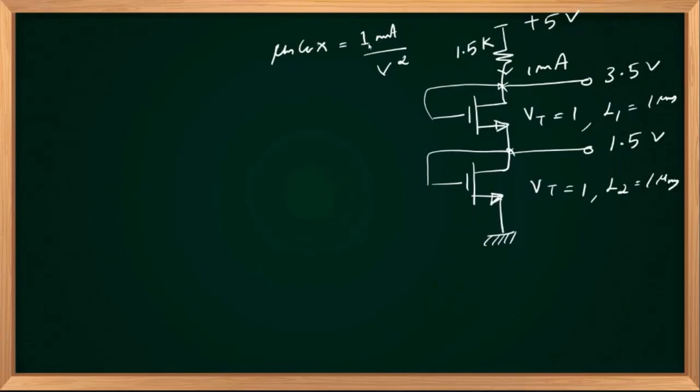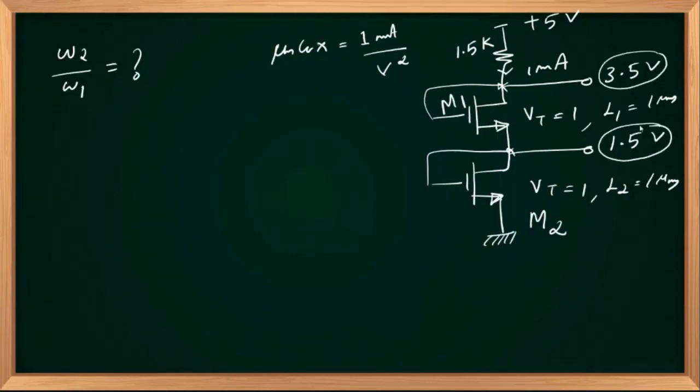Identify the W2 upon W1 ratio. So the lower one is transistor M2, the upper one is transistor M1. W2 by W1. 4 options: 1 by 2, 2, 4, 8.